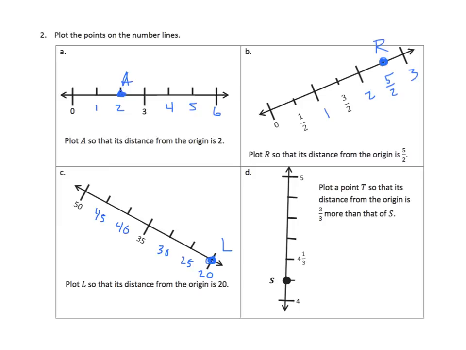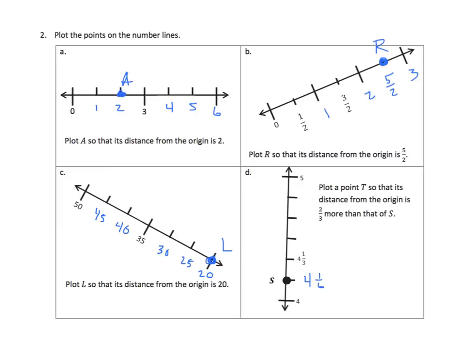Now let's take a look at our tick marks here. And we can see that we have 1, 2 hops to get from 4 to 4 1/3. So each one of these must be worth 1/6. So I could label this 4 1/6. All right, so that means every 2 of these tick marks represents 1/3, or each one represents 1/6.